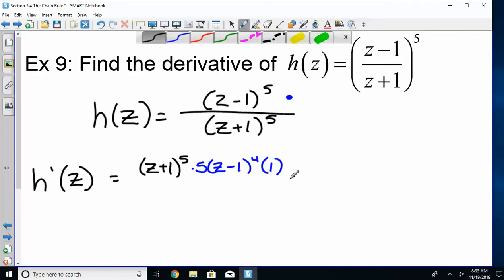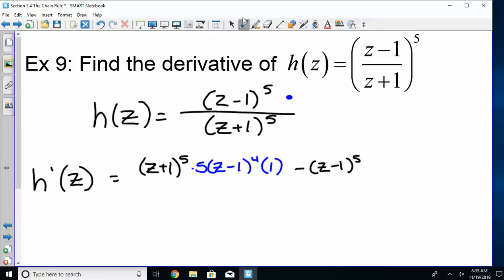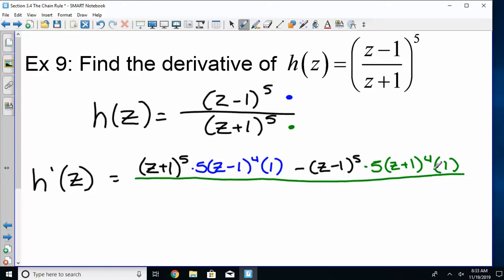So we have low d high minus high d low. So now I need the derivative of the bottom. So to do this, because it's to the 5th power, we have to do the chain rule. So the exponent comes down, inside stays the same, subtract 1 from the power, times, what's the derivative of the inside? 1. All over low.